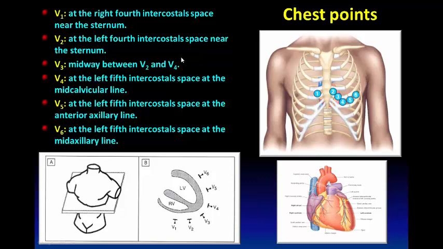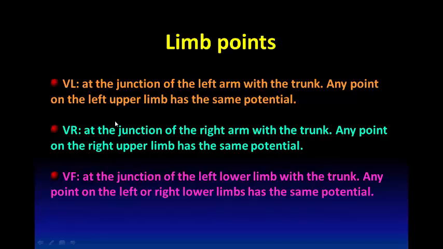In addition to these 6 chest points, V1 to V6, we have three limb points. We also call them V's. So we have VL, VR, and VF. VL is at the junction of the left arm with the trunk, and any point on the left upper limb has the same potential.